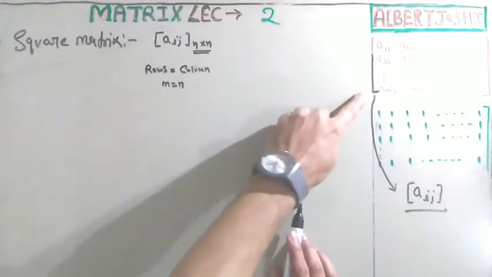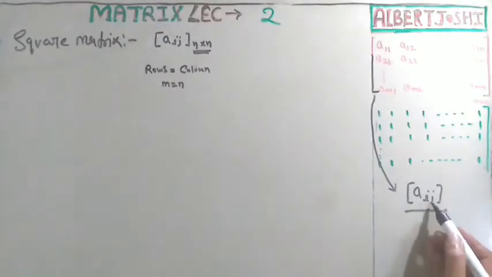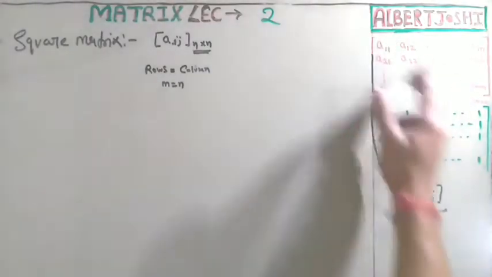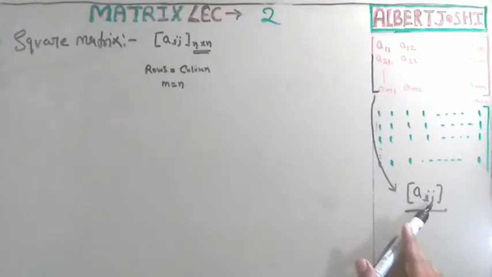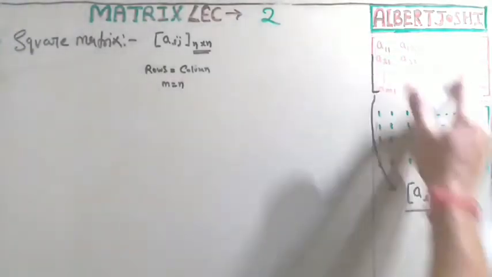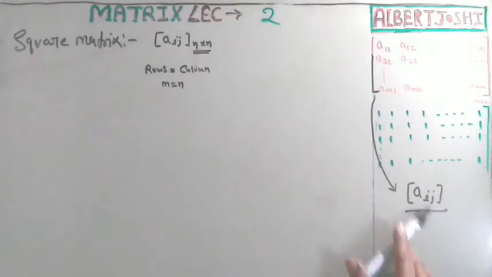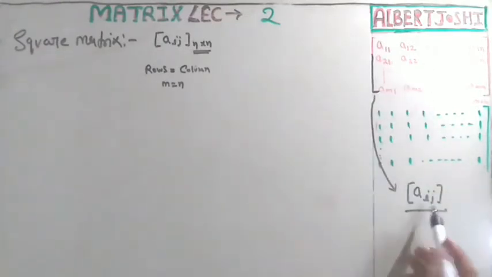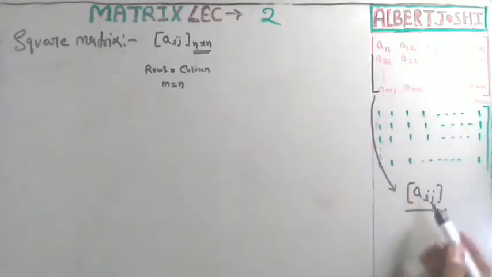Now you can see that here I have written aij. This is the representation of this matrix, the short form. Rather than writing this big matrix, I have written this one. Both are the same. Here i means you will put i is equal to 1, i is equal to 2, i is equal to 3, and so on. j is equal to 1, j is equal to 2, j is equal to 3, and so on.